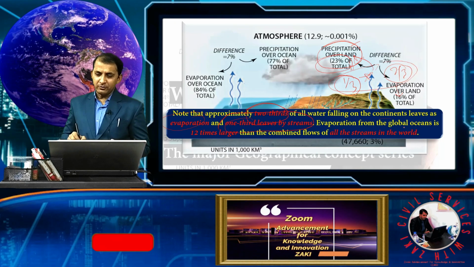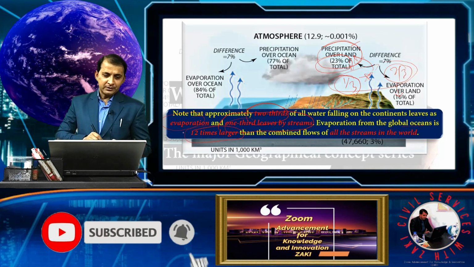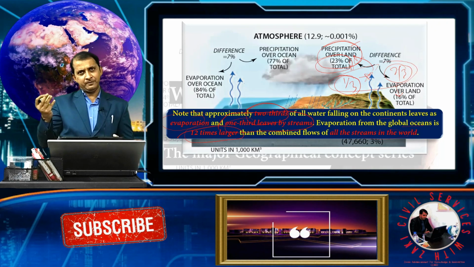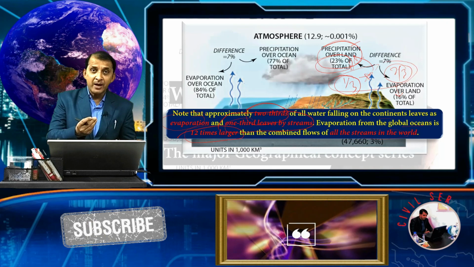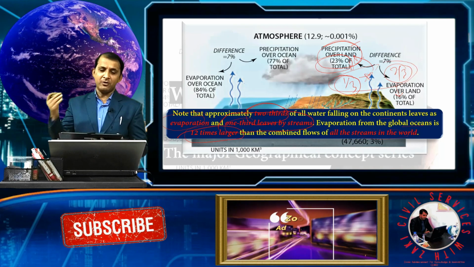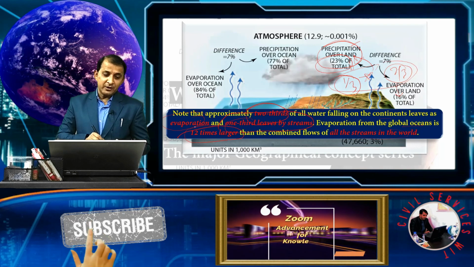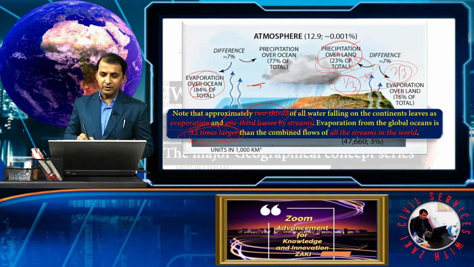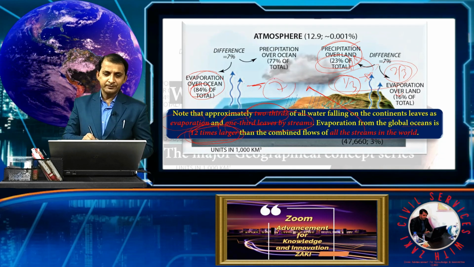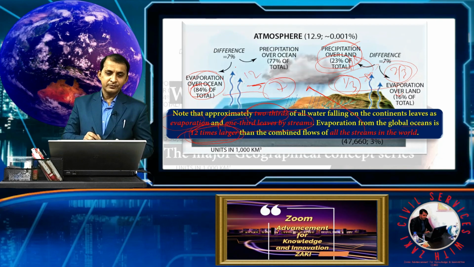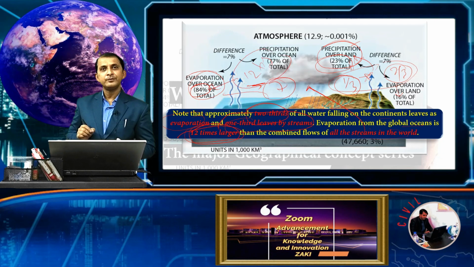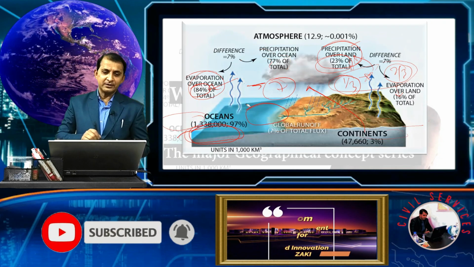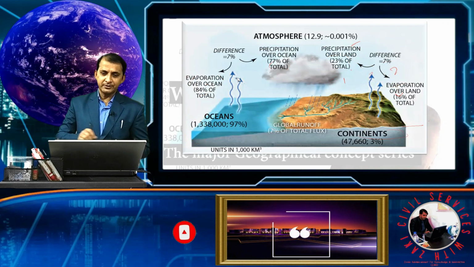Evaporation from the global oceans is 12 times larger than the combined flow of all the streams of the world. If you see all the global rivers, whether it is the Ganges, the Amazon, or the Nile, evaporation is 12 times larger. So 84%, and all the global streams are only 7%. It is 12 times, meaning 12 into 7 equals 84. So this is our global water budget.